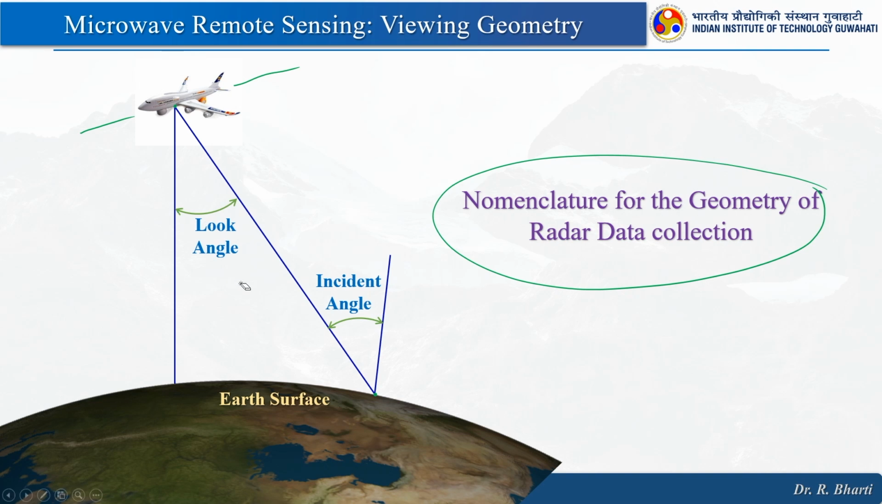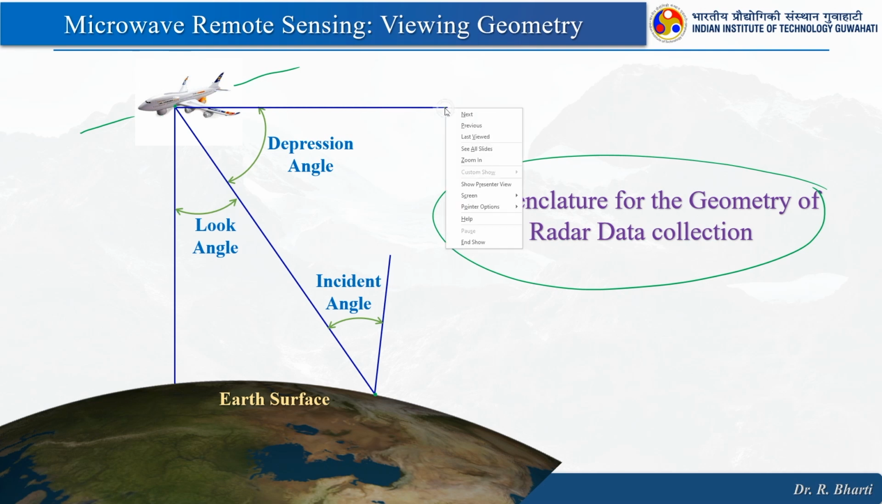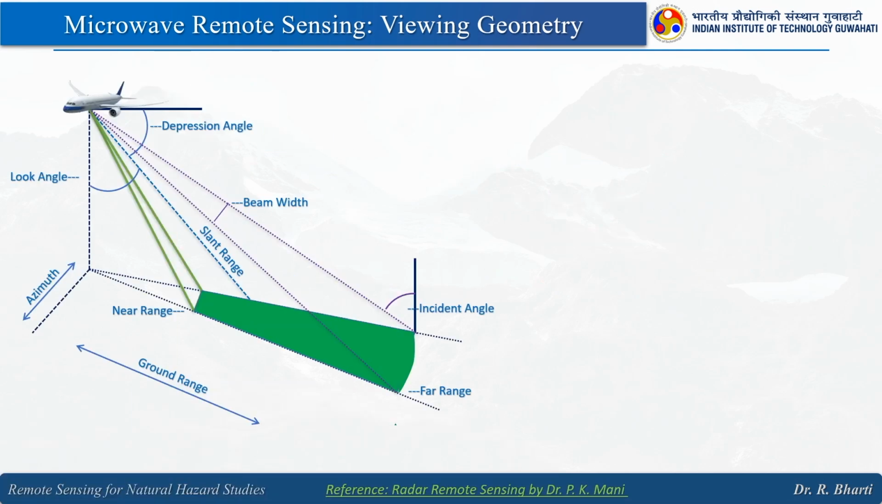And then, how much angle it has deviated from the nadir, that is the look angle, right. So, the look angle is here and the incident angle is here, and the depression angle is with respect to the horizontal line drawn along with this flight or this sensor. So, this is your depression angle. It is very simple: depression angle, look angle and then incident angle. Now, we will see these terms in detail.